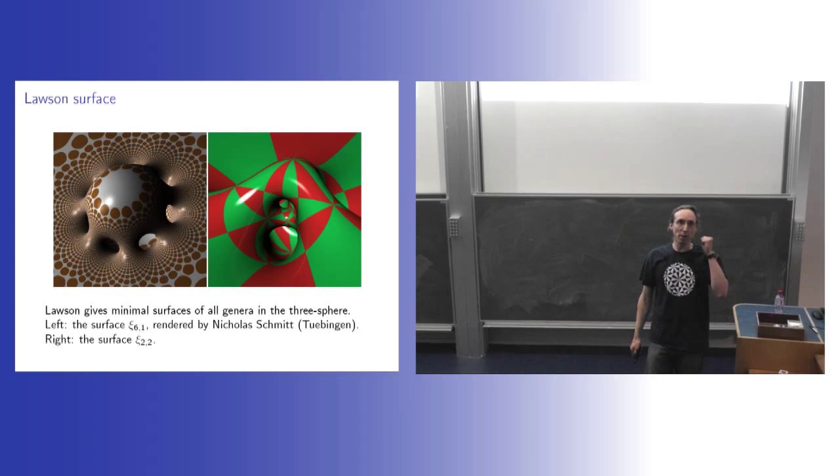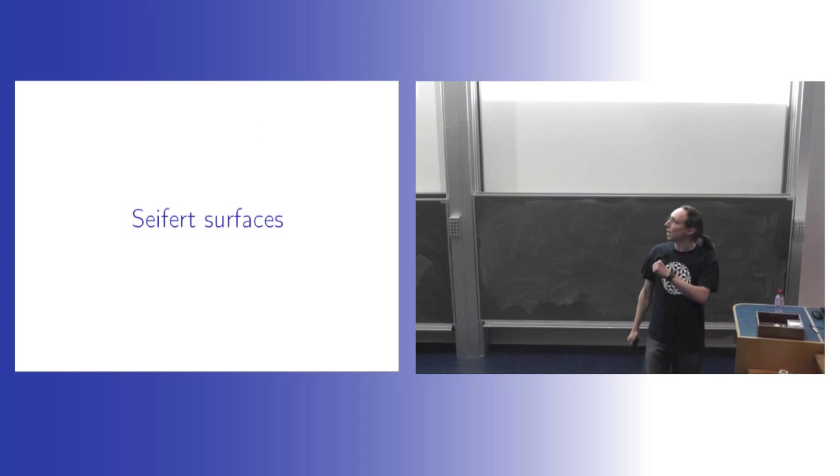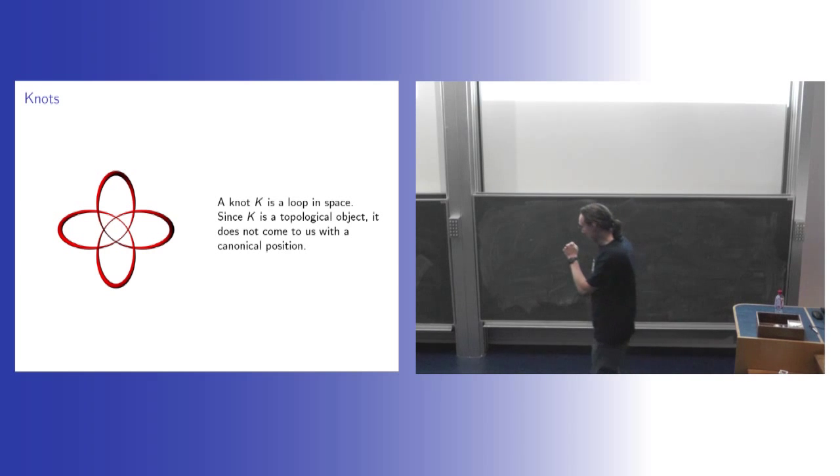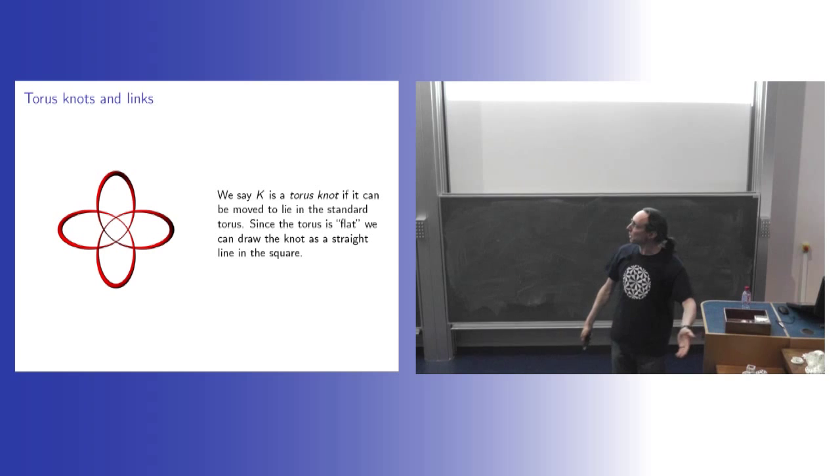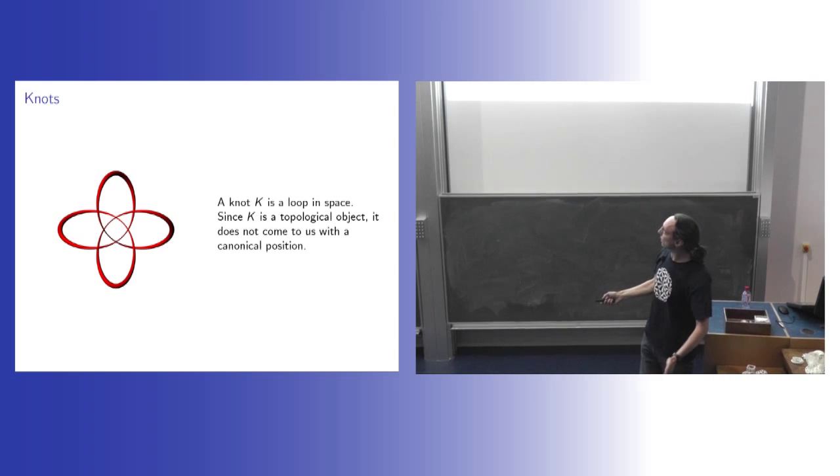I'd now like to talk about the Seifert surfaces. Seifert surfaces are surfaces that span a knot. A knot is a loop in space. Again, it's just some topological thing, so we don't know what position it has. Let me get one here.